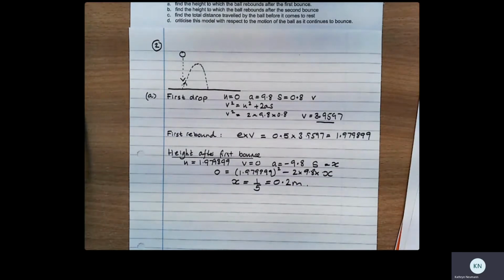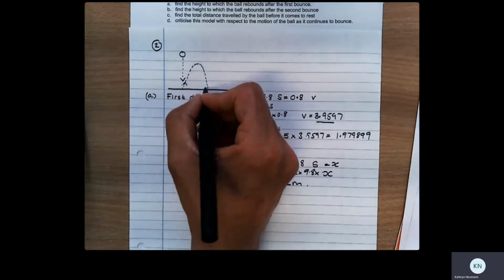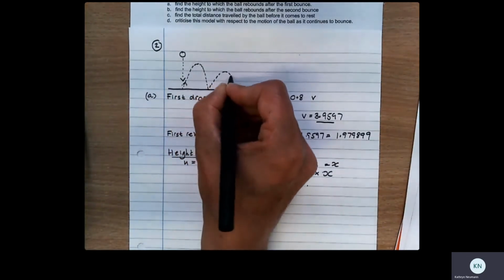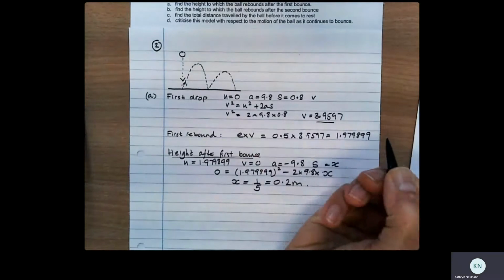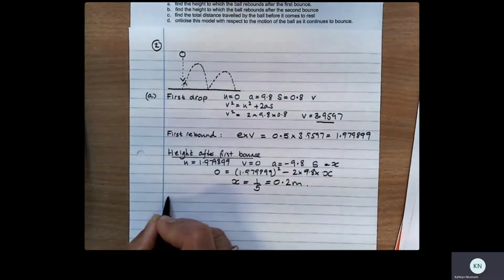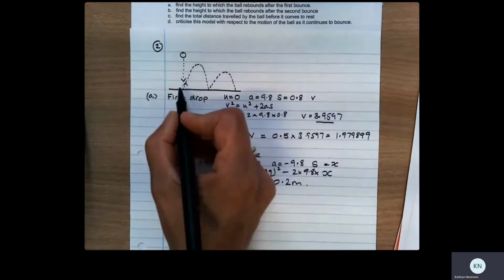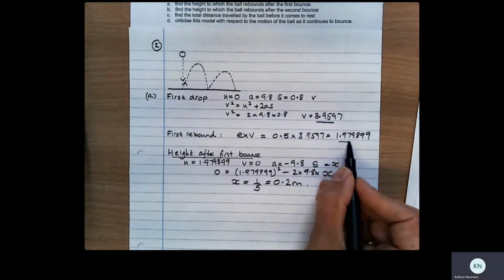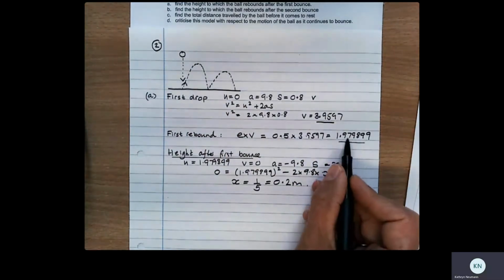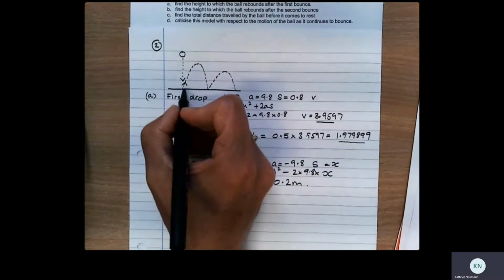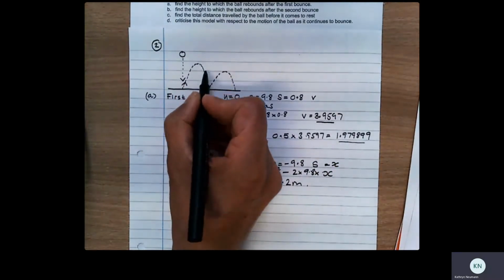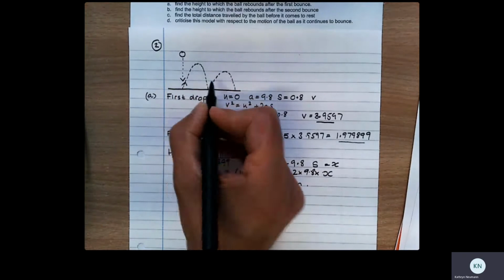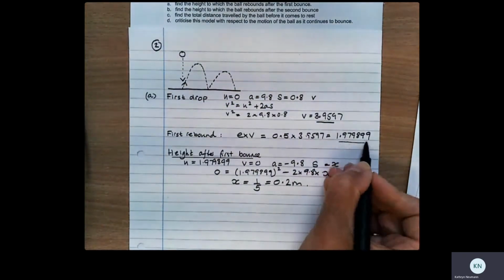Then it says find the height after the second bounce. So this is the first bounce. We're going to go up and down, and then the second bounce is going to look like this. So for the second bounce, let's think what's going on. The ball sets off here with this velocity, 1.979899. Now, if you think about it, because of the symmetry of this projectile flight, it's going to come back down here with that velocity there.